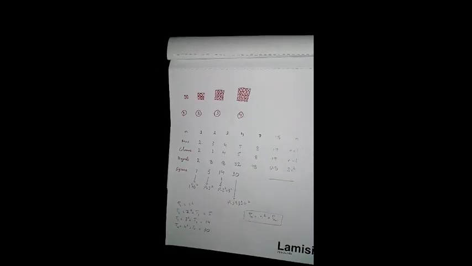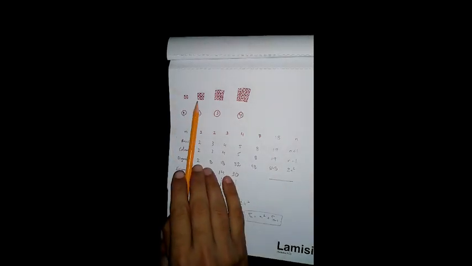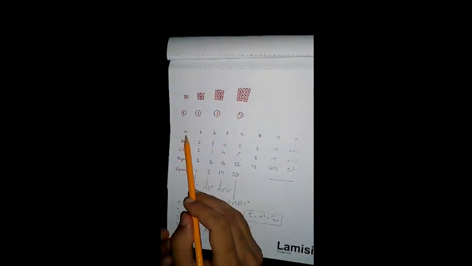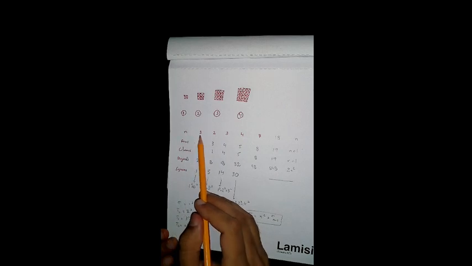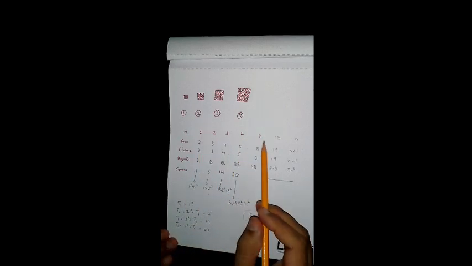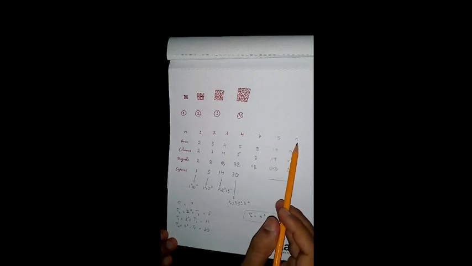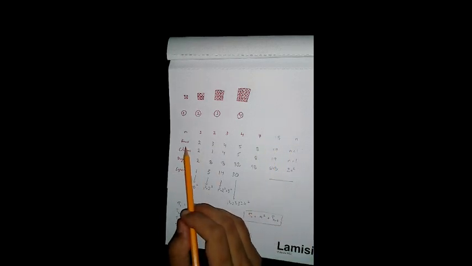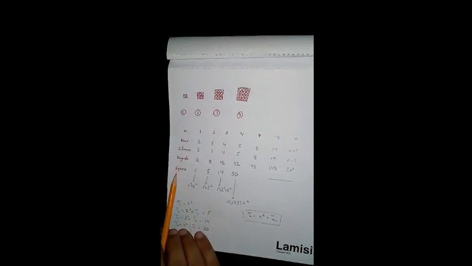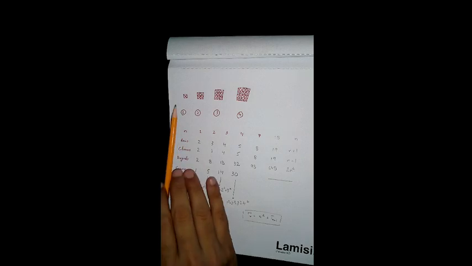Suppose this is a question, and this is the sequence. In this we have n equal to 1, 2, 3, 4, and for example I have taken 7, 18 and n. I have to calculate the number of rows, number of columns, number of diagonals, and number of squares.